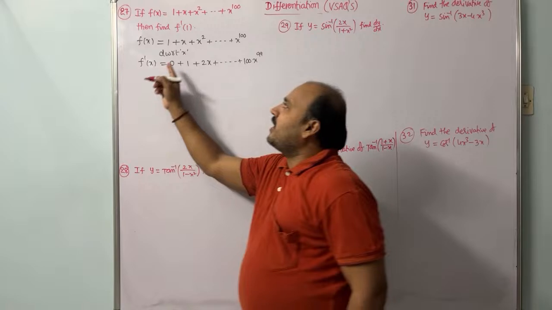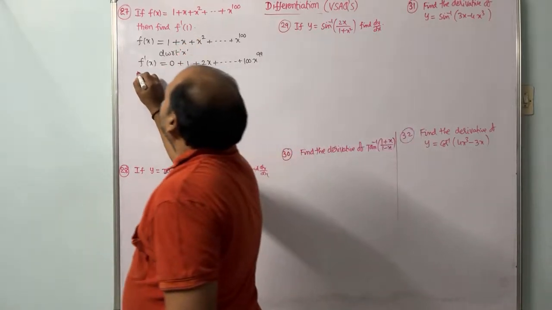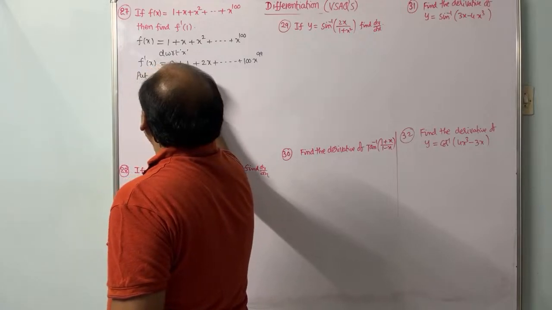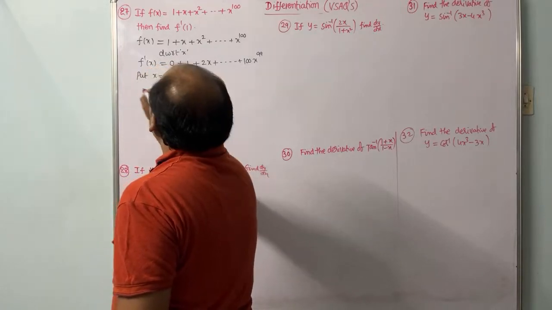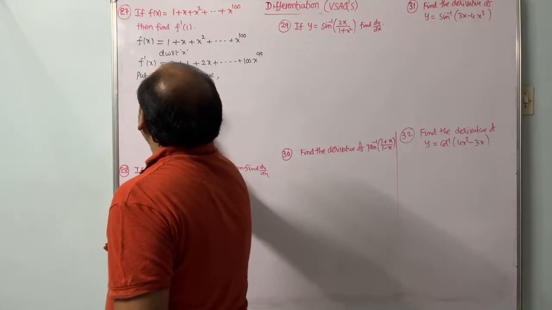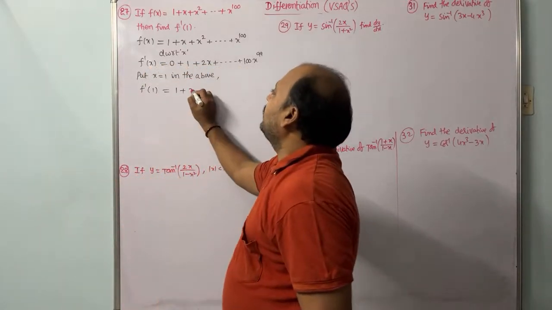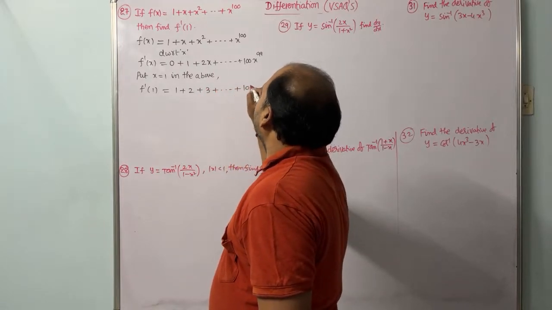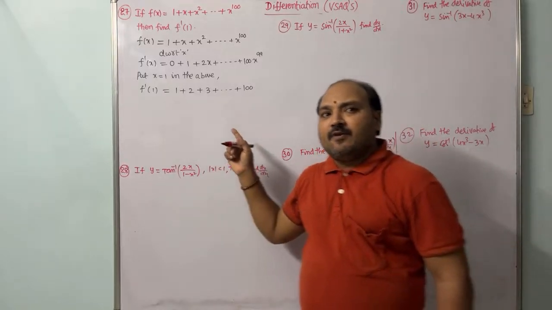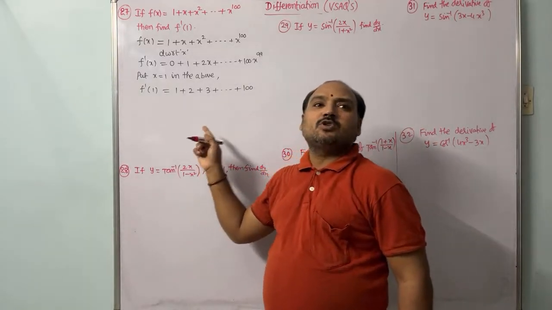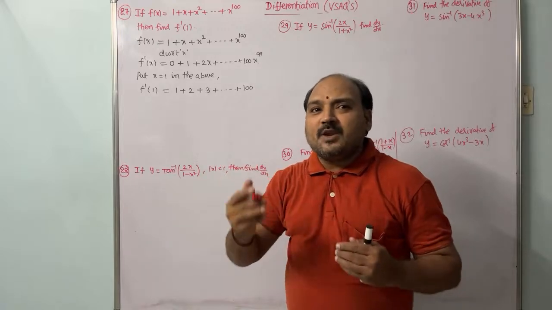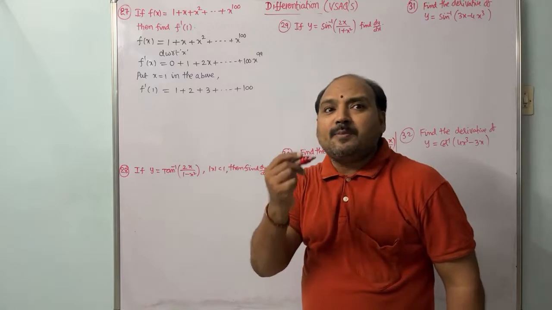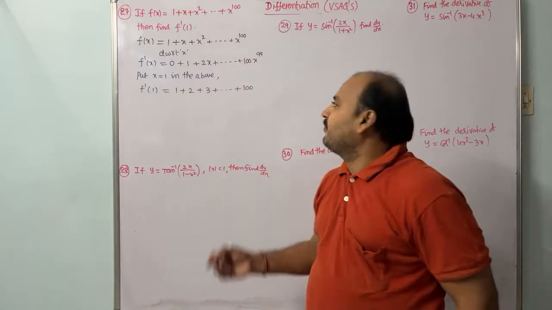So I want f dash of 1 only. Put x is equal to 1 in the above. f dash of 1 is equal to 1 plus 2 into 1 plus next 3 will come, plus and so on plus 100. It is in the form of 1 plus 2 plus 3 plus and so on 100. 1 plus 2 plus 3 plus and so on n. Sum of the first n terms formula is what? n into n plus 1 by 2 only.